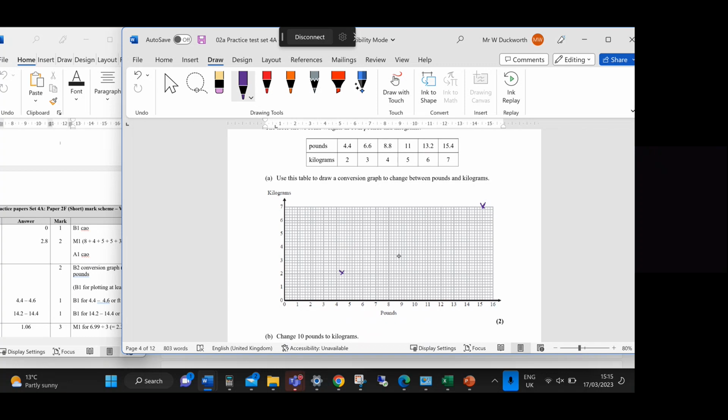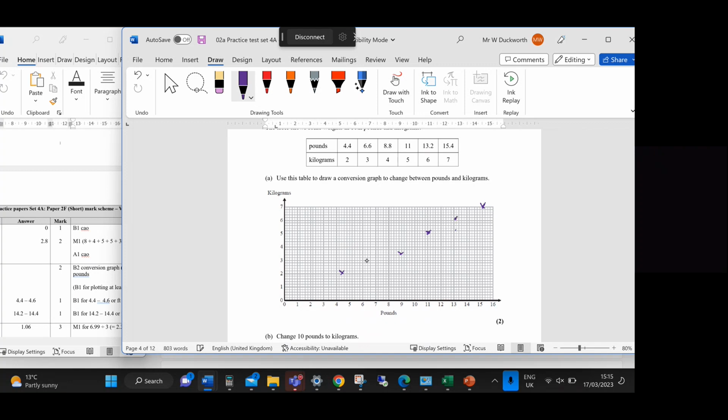3 is going to be 8.8. 5 is going to be 13.2. No, I've gone wrong. 4 is going to be 11. 5 is going to be 11, not too high. And then 6 is going to be 13.2.